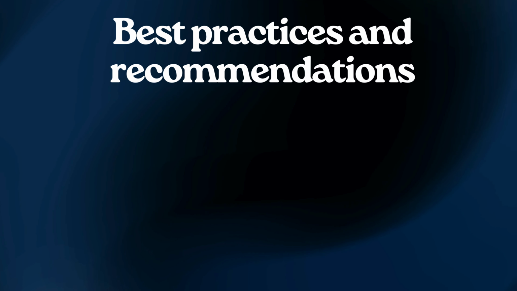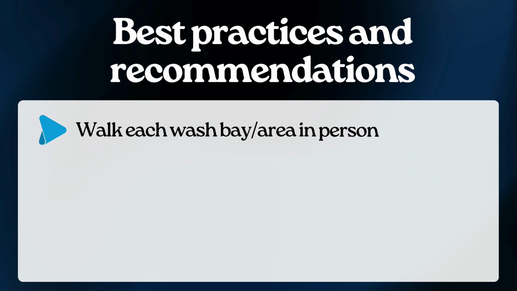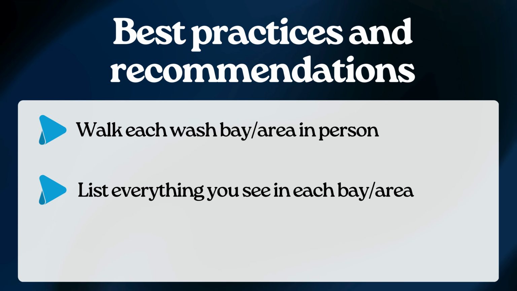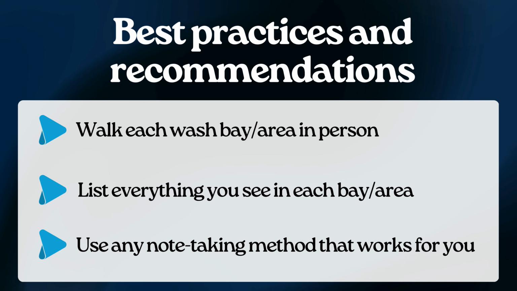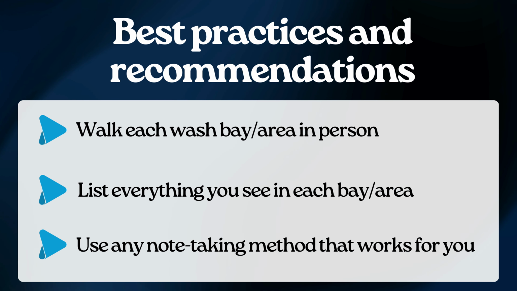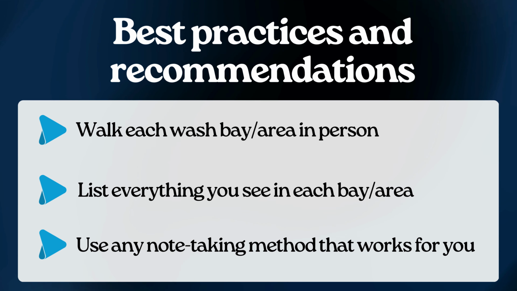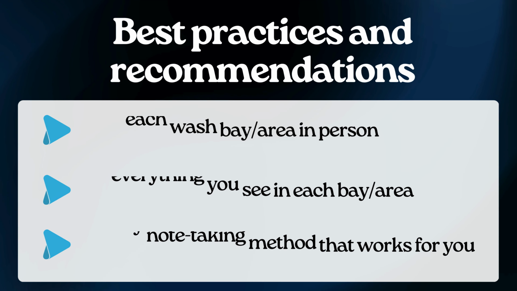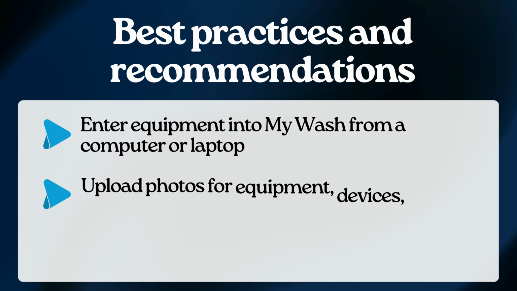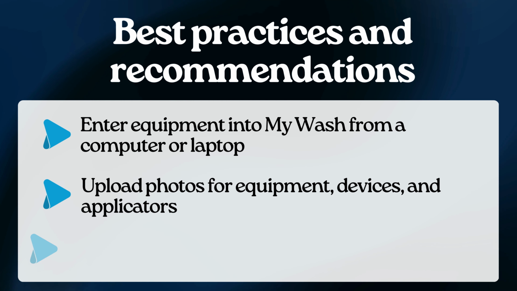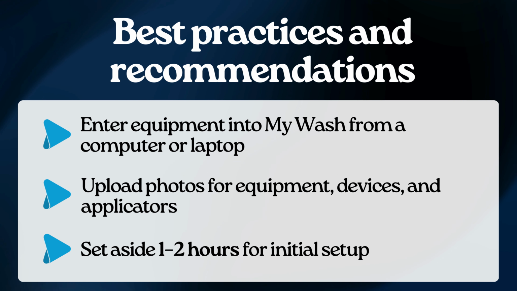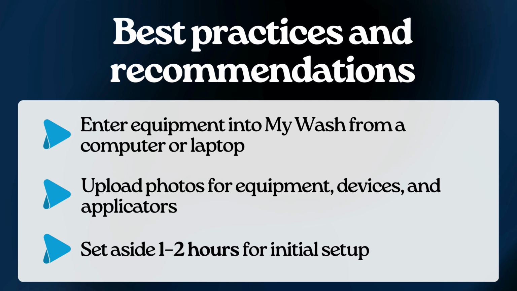Best practices and recommendations. The easiest and most effective way to build out your My Wash equipment lists is to physically walk each wash bay and area. We recommend walking the site and taking notes on a mobile device. Take note of everything you see in each wash bay and area. Once you've completed your walkthrough, return to a computer or laptop to enter your equipment into My Wash for each wash bay and area. You can also upload photos for each piece of equipment. These photos act as visual references during inspections and services, helping your team stay consistent and aligned.